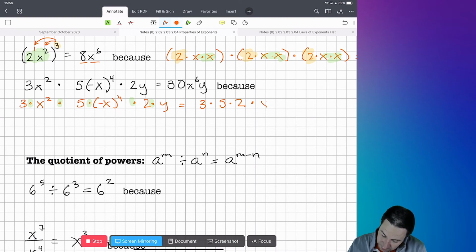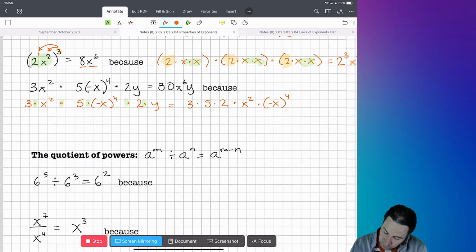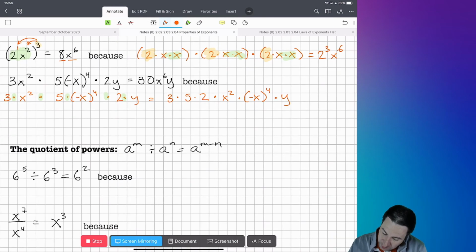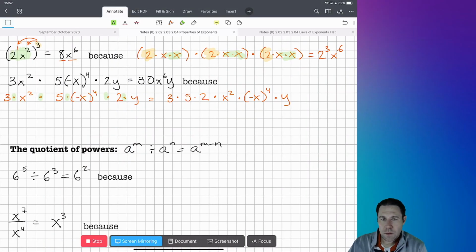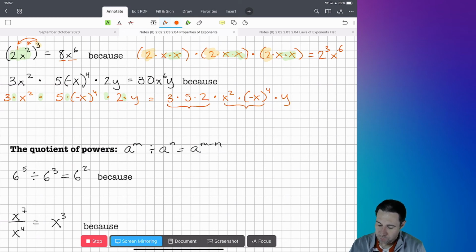We're going to multiply that by x squared times negative x to the power of 4 multiplied by y. So now we have that reorganized. We can start simplifying this now. There's a little more clarity. 3 times 5 is 15, multiplied by 2 is 30.